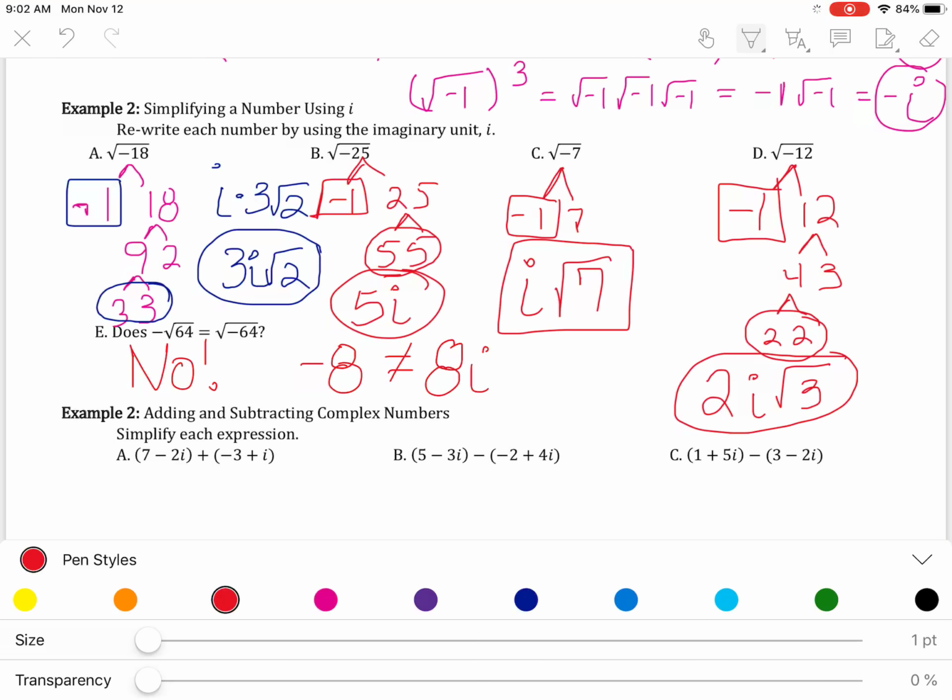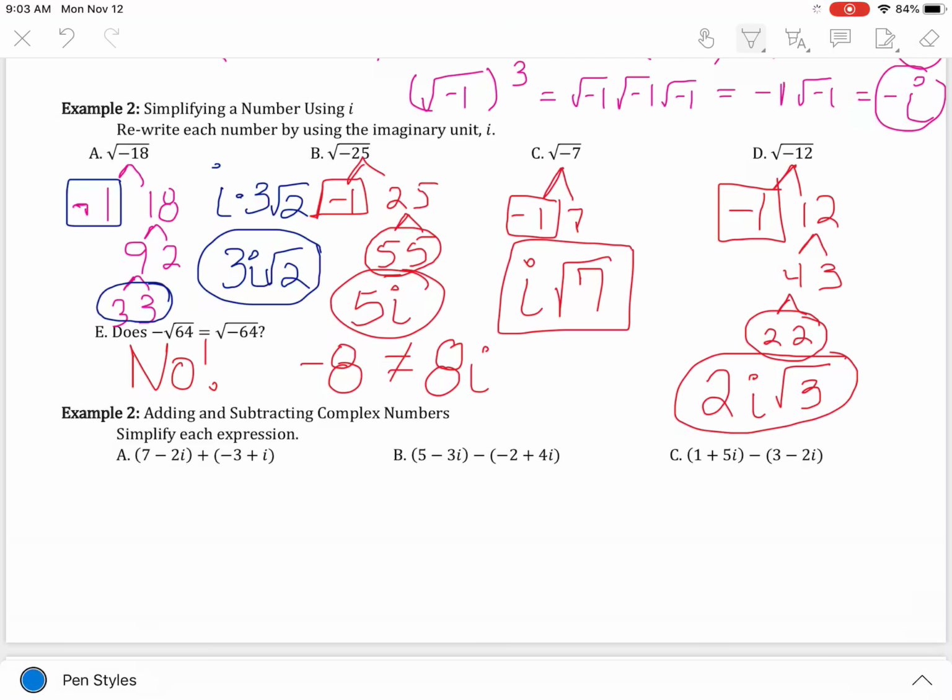Okay, now we're on to the easiest part of today, just adding and subtracting complex numbers. It's the exact same thing as if you were to combine like terms. So make sure you check the sign in the middle. This one's an addition, so all I'm going to do is add like terms. So I have 7 plus a negative 3. That is the same thing as a positive 4.